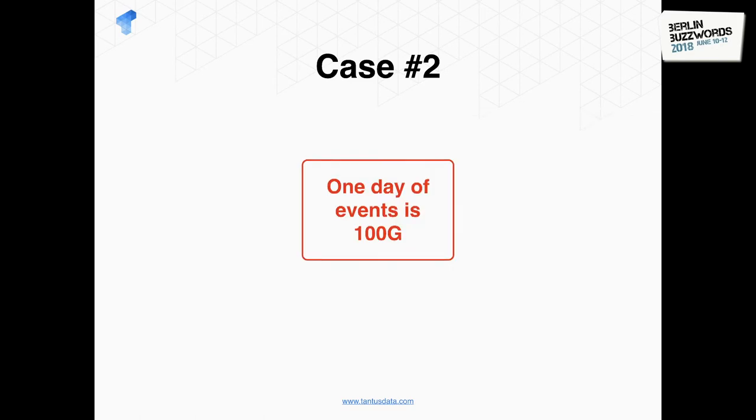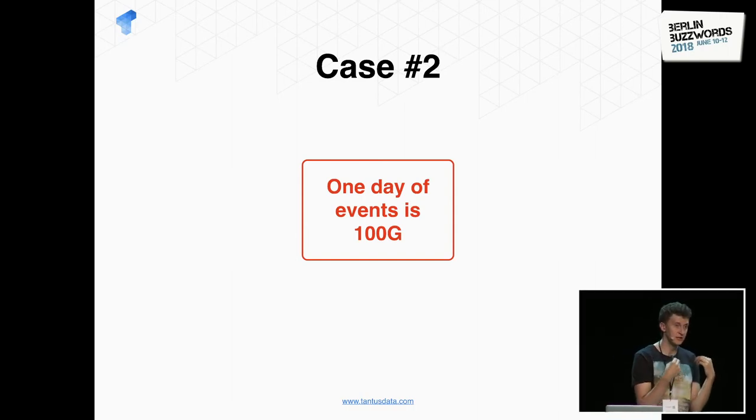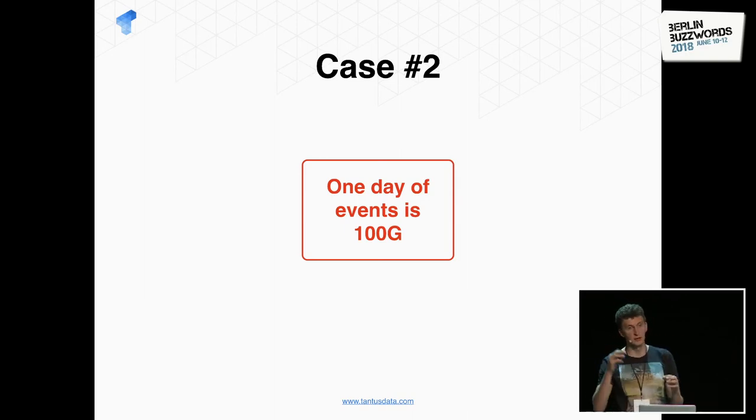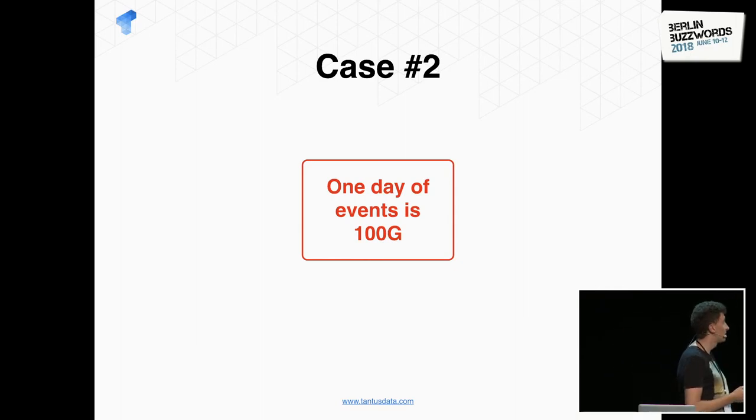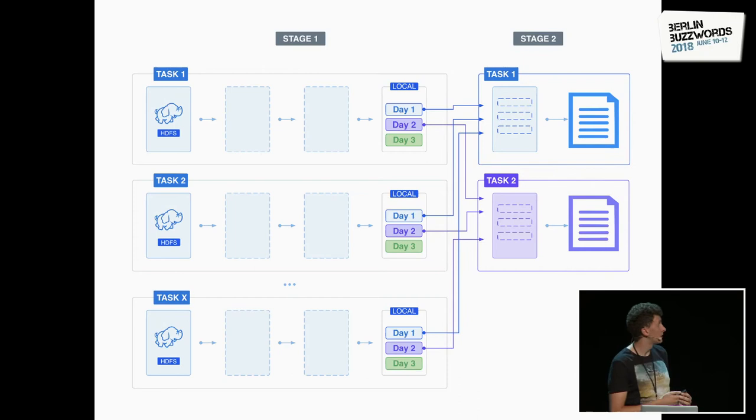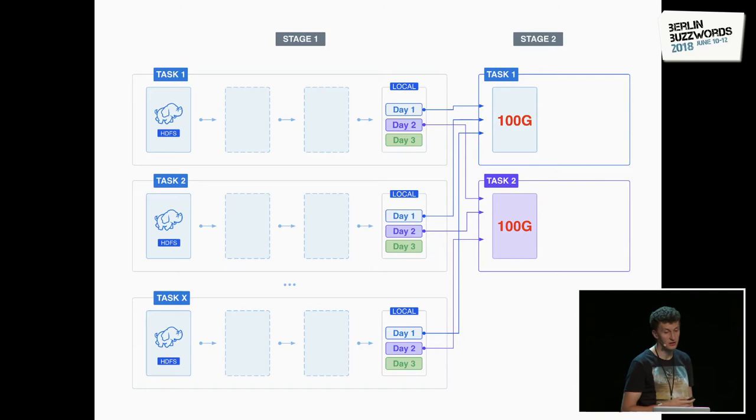The reason for that is that my data set had just 3 days of data, and I'm repartitioning it by day. The rule is that the whole day is processed by a single task after repartitioning, and you end up with such kind of problems. So imagine you have 100 gigs of data per day. Then your execution plan will look exactly as before, except a single task will have to process 100 gigs of data. And most often, this is not what you want to do.